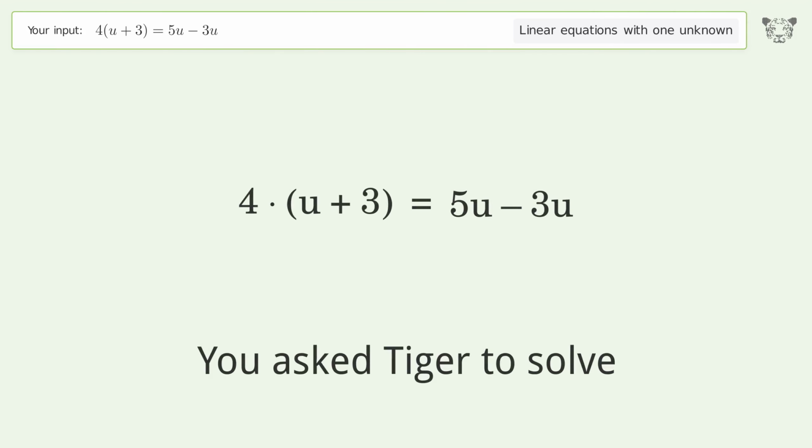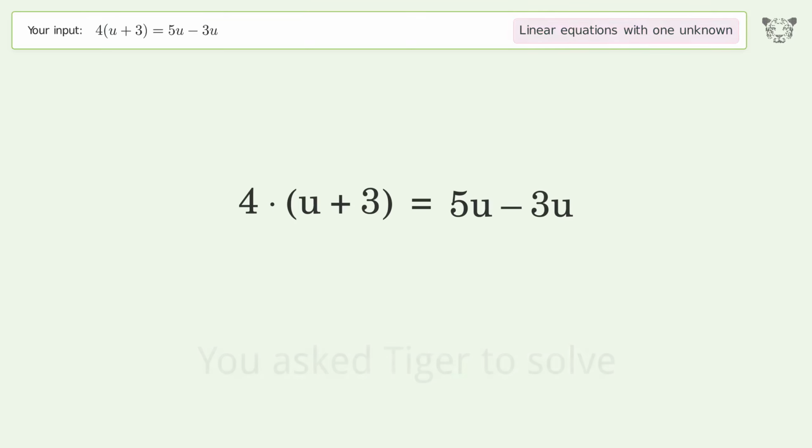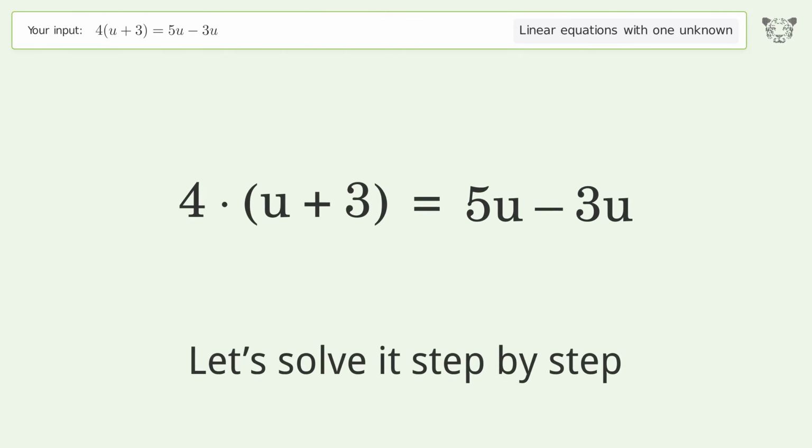You ask Tiger to solve this. This deals with linear equations with one unknown. The final result is u equals -6. Let's solve it step by step.